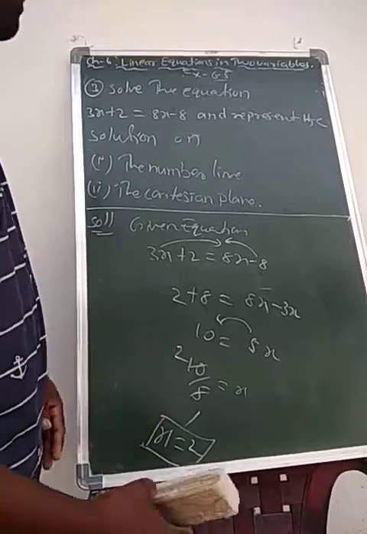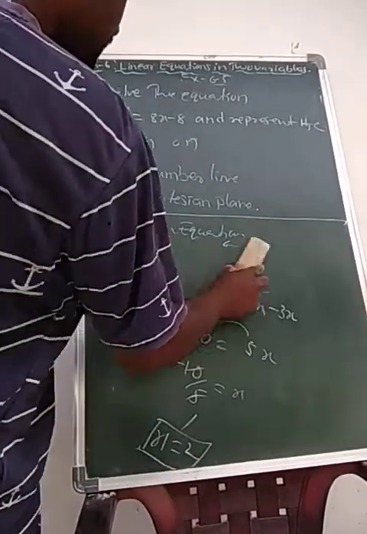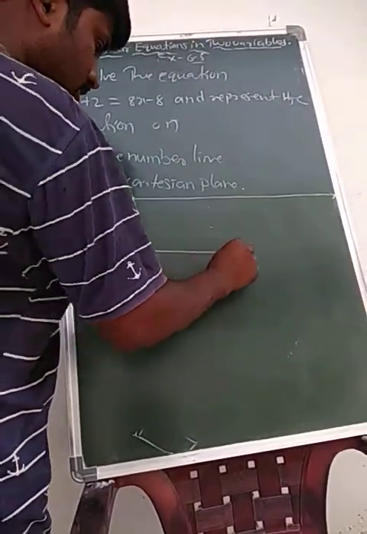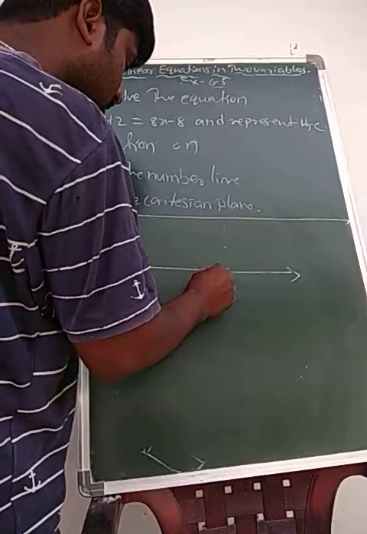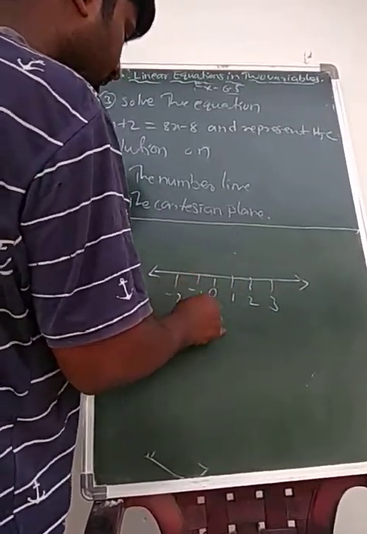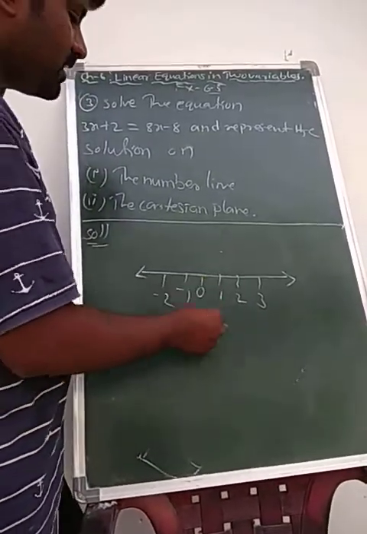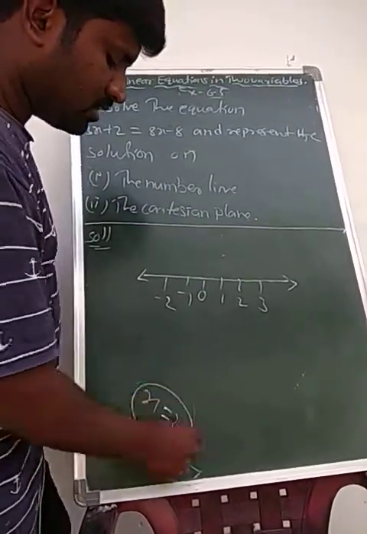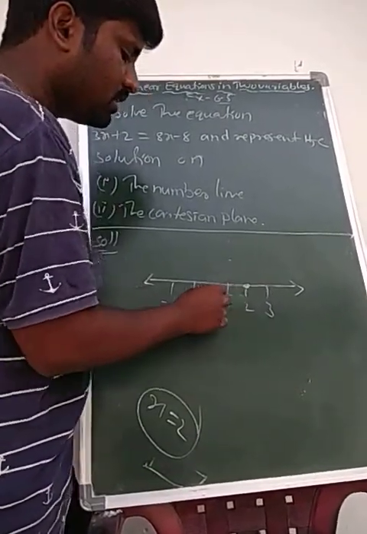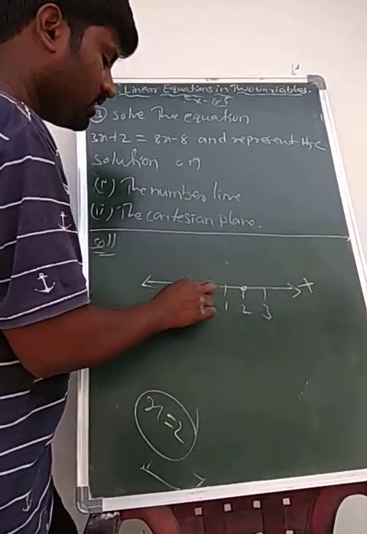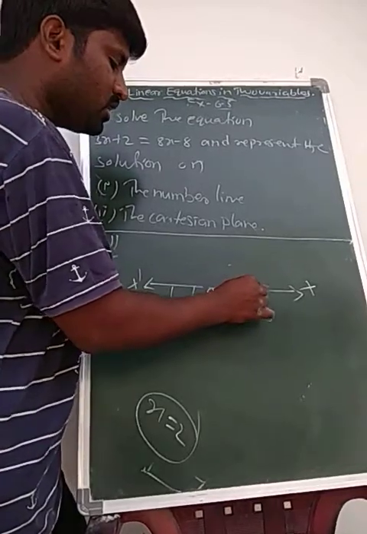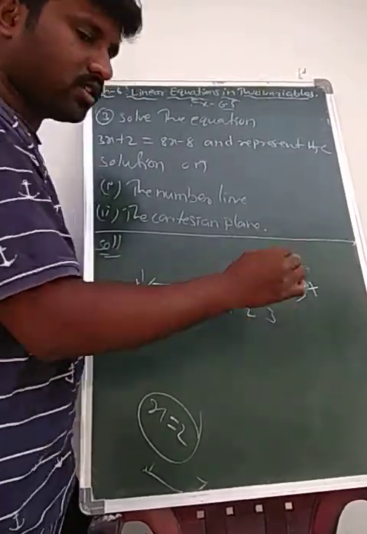Then I am going to draw the equation. First of all, I am drawing the number line. This is the number line: 0, 1, 2, 3, minus 1, minus 2, like this. The value of x is 2, meaning from the origin on the x-axis, here is the value 2. So you keep a dot like this.